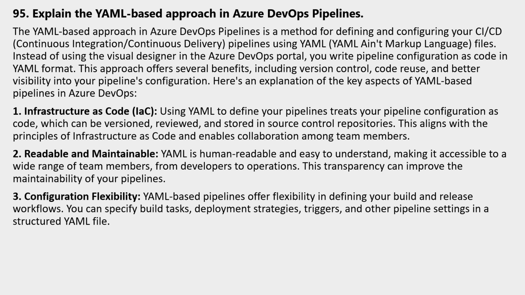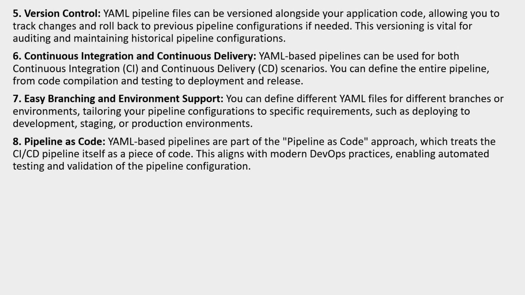Configuration flexibility. YAML-based pipelines offer flexibility in defining your build and release workflows. You can specify build tasks, deployment strategies, triggers, and other pipeline settings in a structured YAML file. Version control. YAML pipeline files can be versioned alongside your application code, allowing you to track changes and roll back to previous pipeline configurations if needed. This versioning is vital for auditing and maintaining historical pipeline configurations.